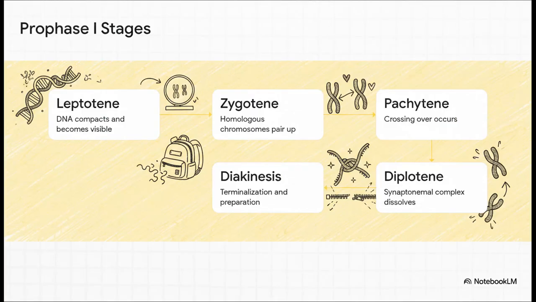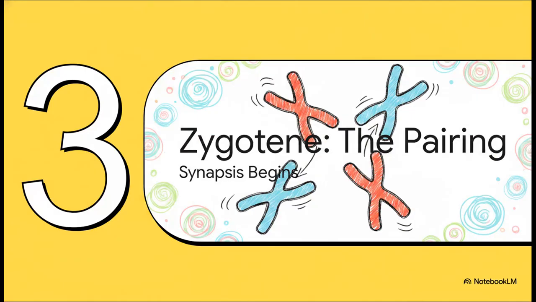Now, the most complex, dramatic, and honestly, the most important part of this whole process happens right at the beginning, in prophase 1. It's so detailed that scientists actually break it down into these 5 mini-steps. It kicks off with leptotene, where the DNA kind of just compacts and packs its bags, becoming visible under a microscope as these long, thin threads. But the real magic of genetics kicks off in the very next step. Step 3, zygotene, the pairing, also known as synapsis.